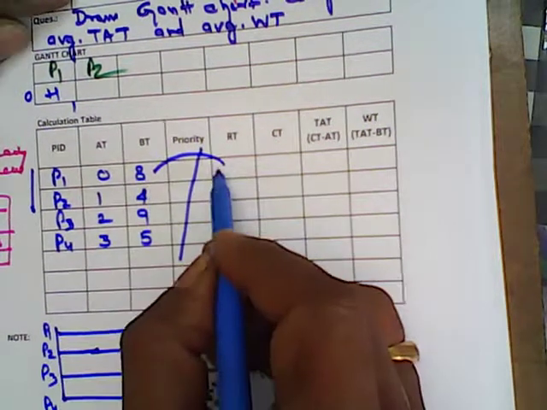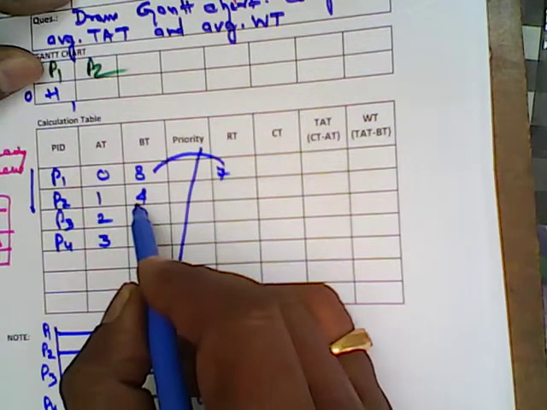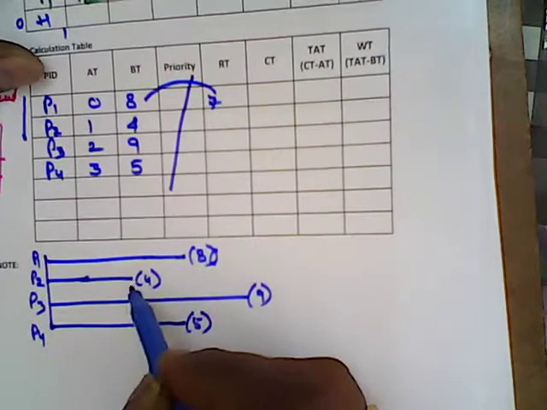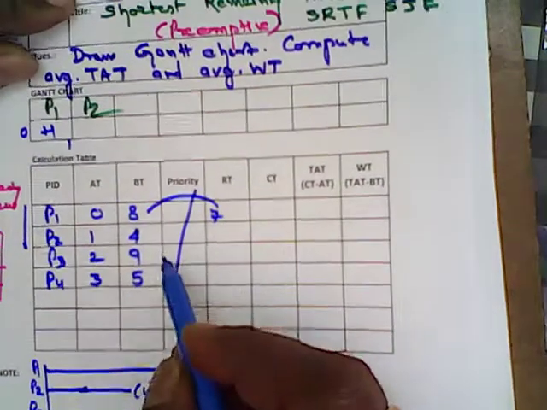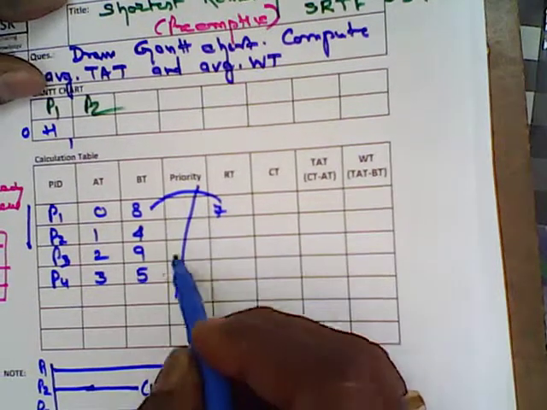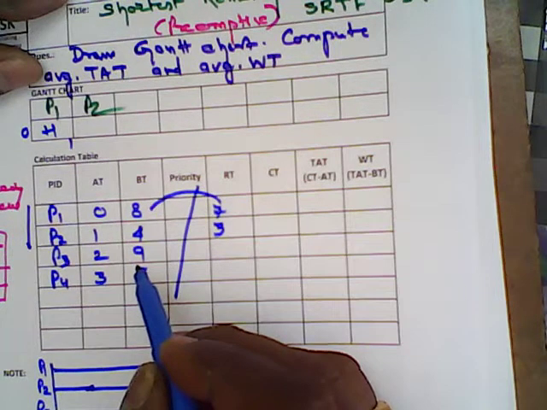Now P2 has arrived, it has a burst time of 4. Instead of allowing it to run for 4 units of time, we go with a burst time of only 1. So it becomes 3 here, and here we add plus 1, so it becomes 2 here.